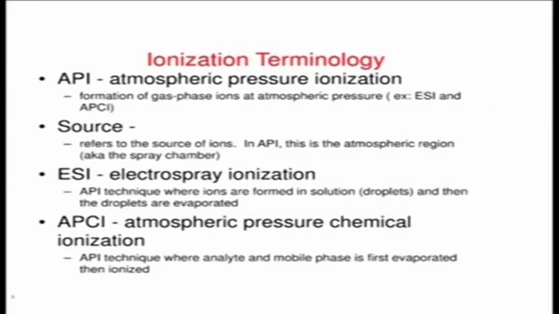What are the different ionization terminologies? API is atmospheric pressure ionization. Under API, there are two techniques: ESI and APCI. ESI is the electrospray ionization technique. APCI is atmospheric pressure chemical ionization. One more technique is APPI, atmospheric pressure photoionization. Different techniques have different applications. Based on the polarity of your compound, you can select any one of the techniques for the ionization of your compound.